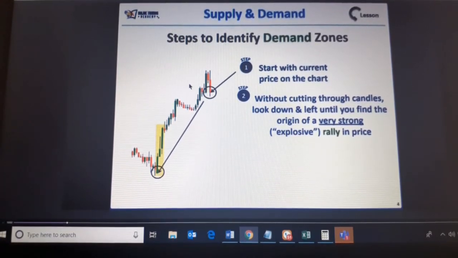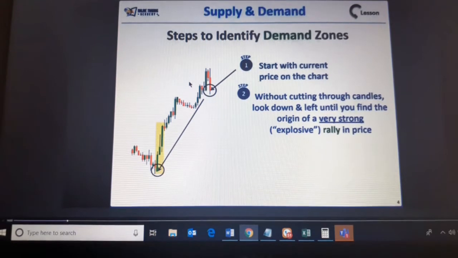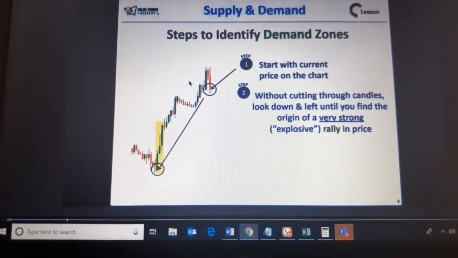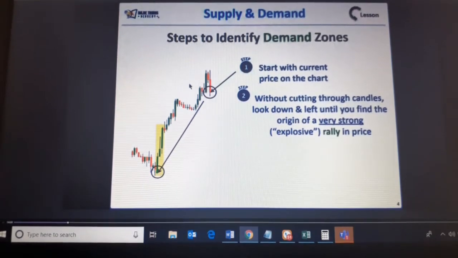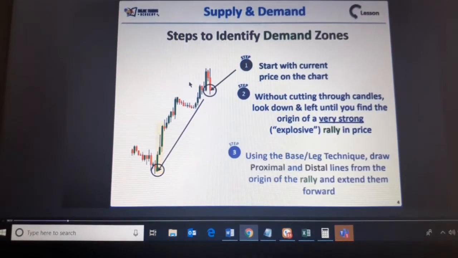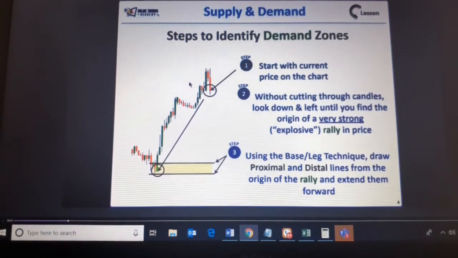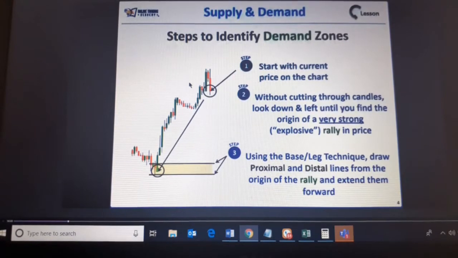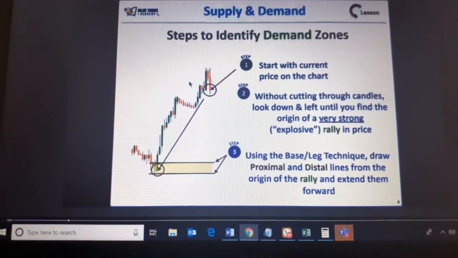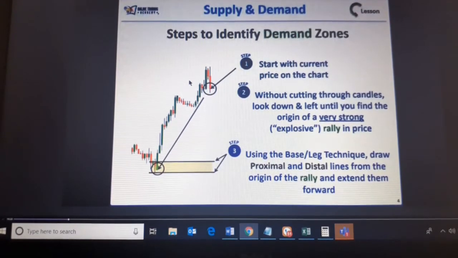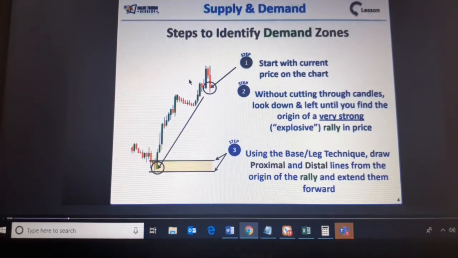So you have to start with the current market price in the chart. Without cutting through candles, look down and left until you find the origin of a very strong explosive rally in price. Now, using the blade technique, draw proximal and distal lines from the origin of the rally and extend them forward. Now, you just need to know what is the basic technique to draw proximal and distal lines.